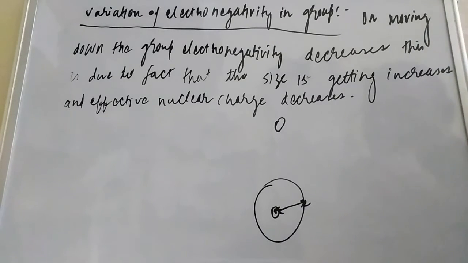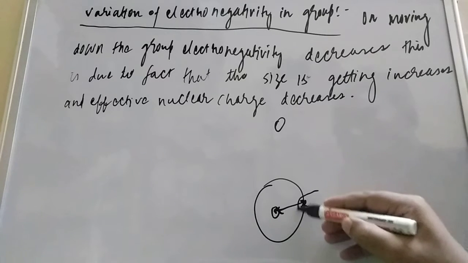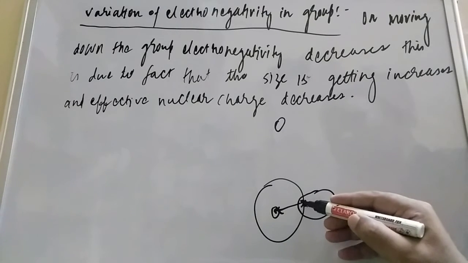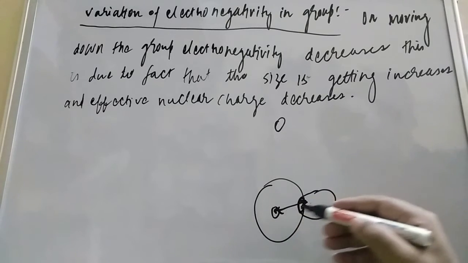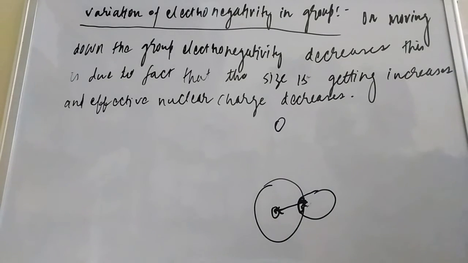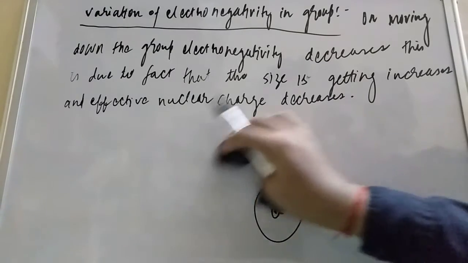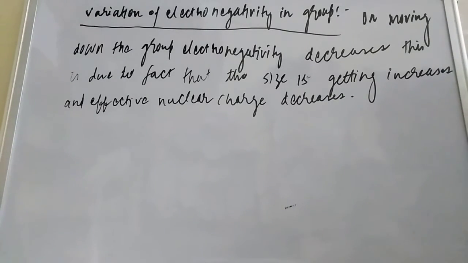What is happening, student? It means that in the covalent bond, the tendency of the electronegative atom to attract the electron pair will decrease. So that is the simple relation. When you are moving down the group, size is increasing, and if the size is increasing, the electronegativity will decrease.